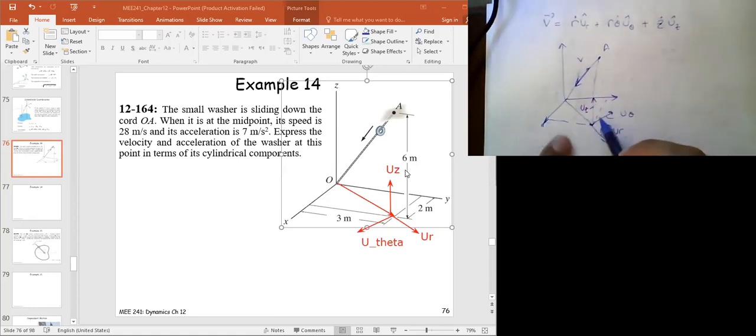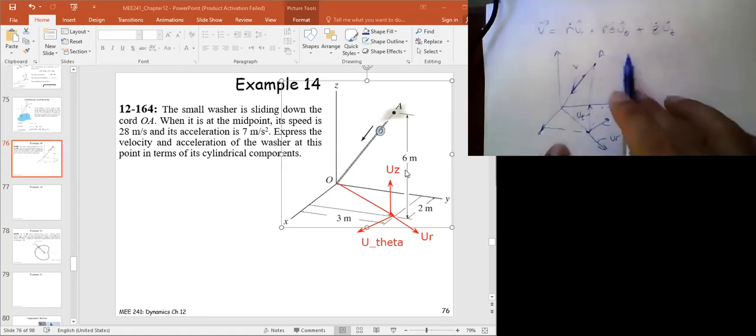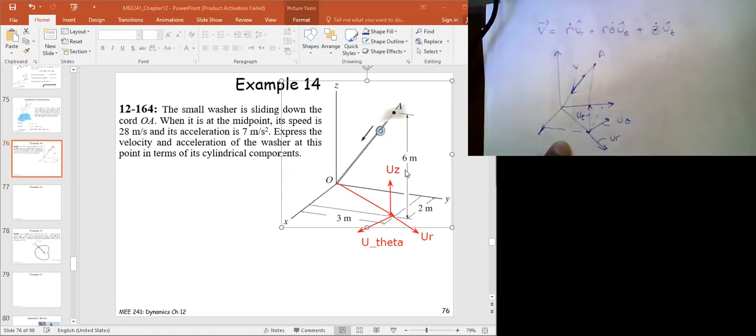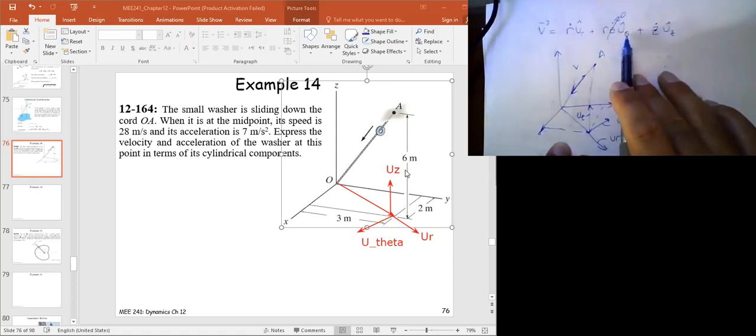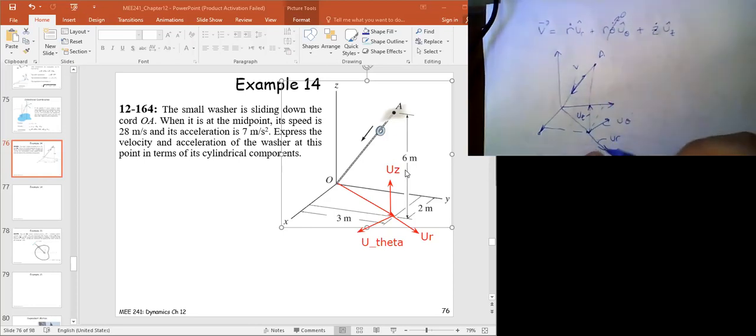Yeah, this is what I want to ask you guys. What is theta prime, by the way, in this example? Exactly, theta prime is 0. So we have no components along U theta. The only components that we have are along UR and UZ. Correct? Can someone tell me what the UR component of the velocity is? How can I calculate that?